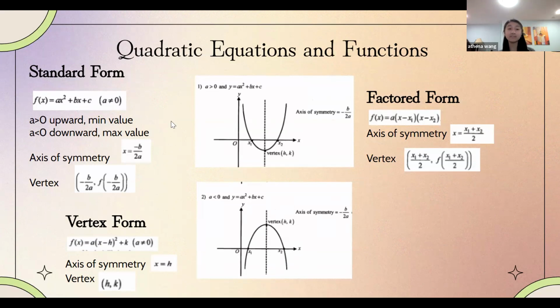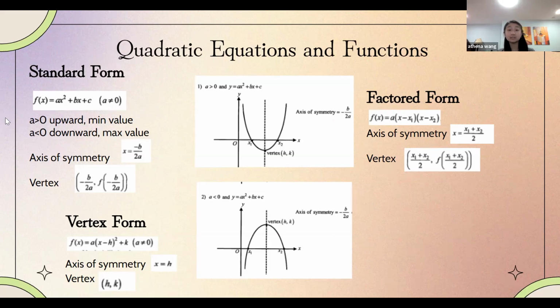So they have that f of x is equal to ax squared plus bx plus c, and a is not 0. This is a quadratic because the degree, or the power of x, is 2. So that defines a quadratic.